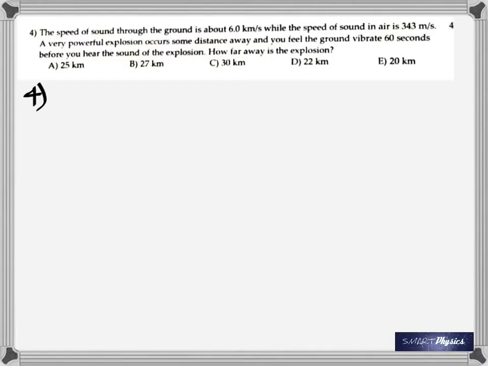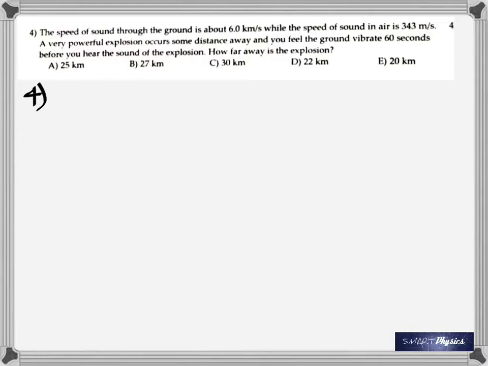In this question, the speed of sound through the ground is about 6 kilometers per second, while the speed of sound in air is 343 meters per second. A very powerful explosion occurs some distance away, and you feel the ground vibrate 60 seconds before you hear the sound of the explosion. How far away is the explosion?